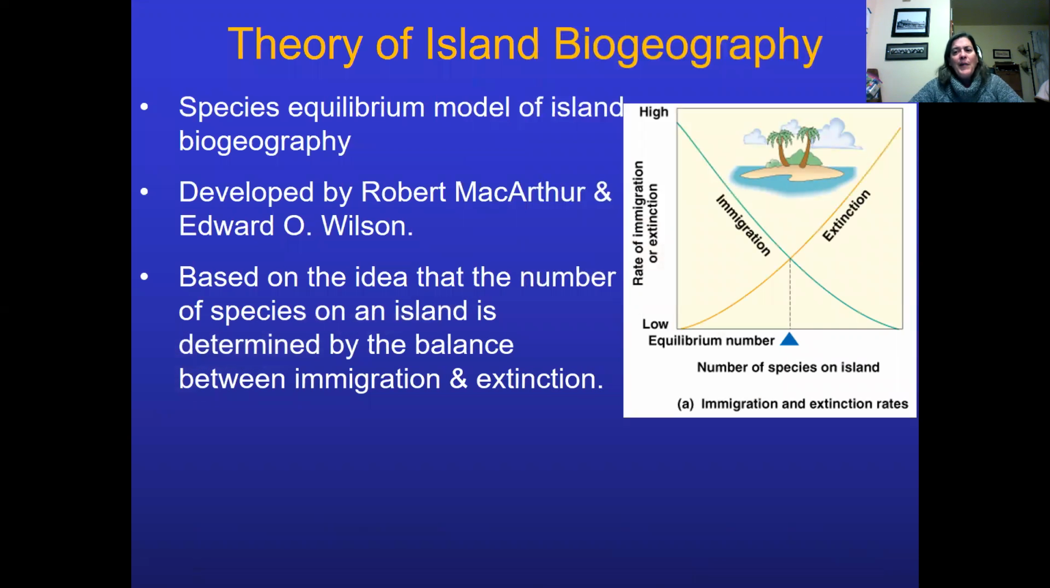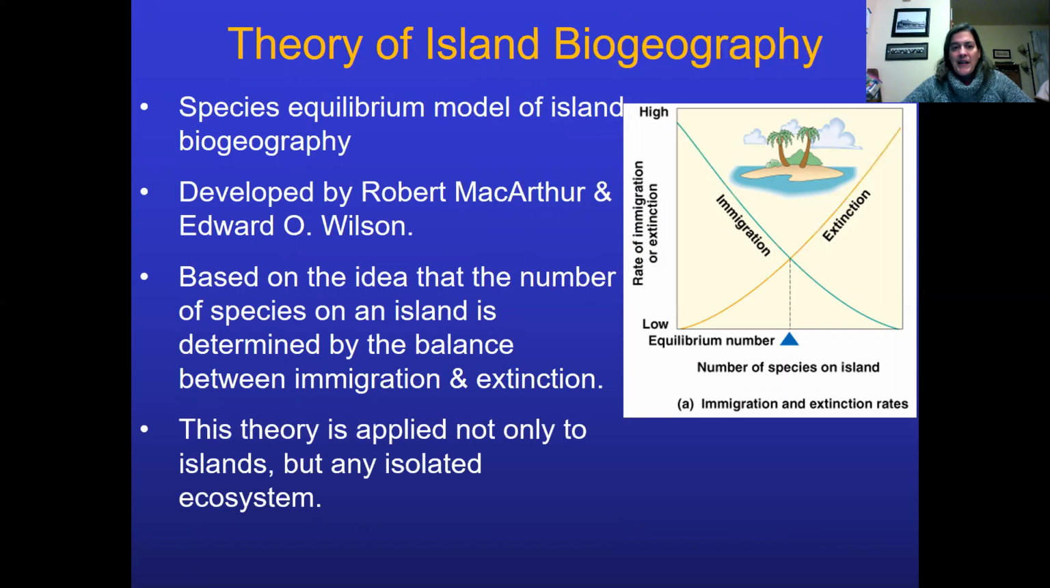The theory of island biogeography. This one always seemed kind of obvious to me, but it's actually a thing that we're going to be playing with in the simulation too. It's a species equilibrium model called island biogeography, and it was based on work by E.O. Wilson, et cetera. It's the idea that the number of species on an island is determined by the balance between immigration and extinction. So how many species are coming in versus how many are going extinct.